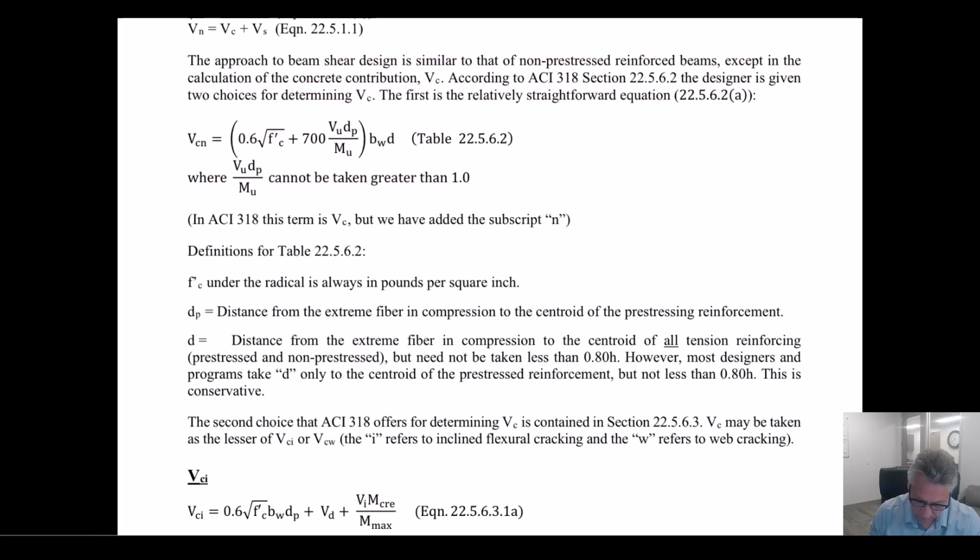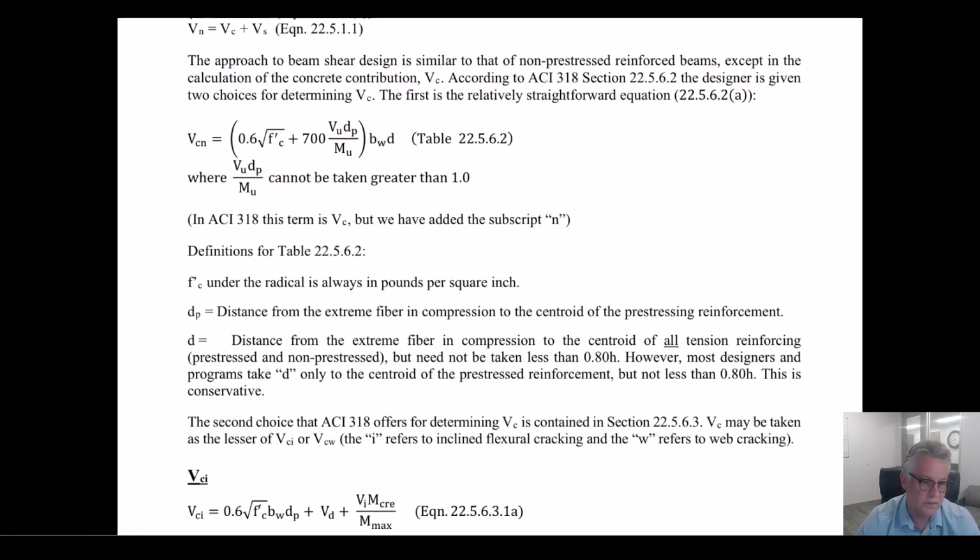No different here. We start from the extreme fiber and compression, and we're measuring, this says, to the centroid of all tension reinforcing. Sounds easy, but what does that really mean? Nobody actually knows the answer to this either. Is it the geometric centroid of the rebar and the post-tensioning steel? Is it the force centroid? Because remember, the post-tensioning is 270 KSI rupture strength. Yield strength of rebar is 60 KSI. Do we average those? What do we do to get D?